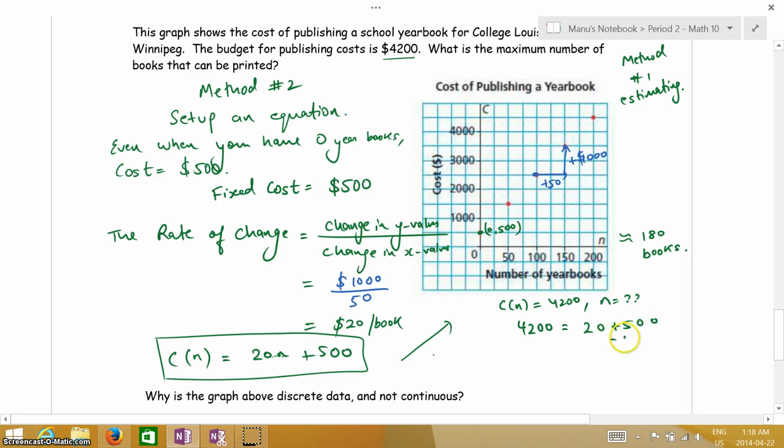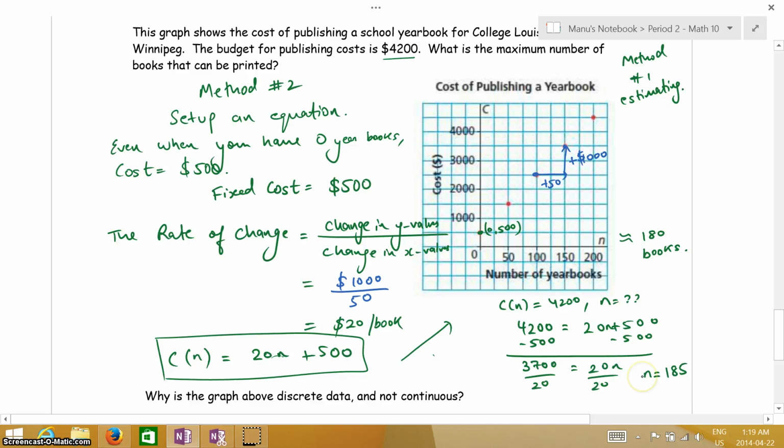A little bit of algebra. Subtract 500 from here, subtract 500 from here. You end up with 3,700 equals 20. I forgot the n here, so equals 20n. Lastly, divide both sides by 20. You're going to end up with n equals, what is the n going to be this time? n ends up being 185.